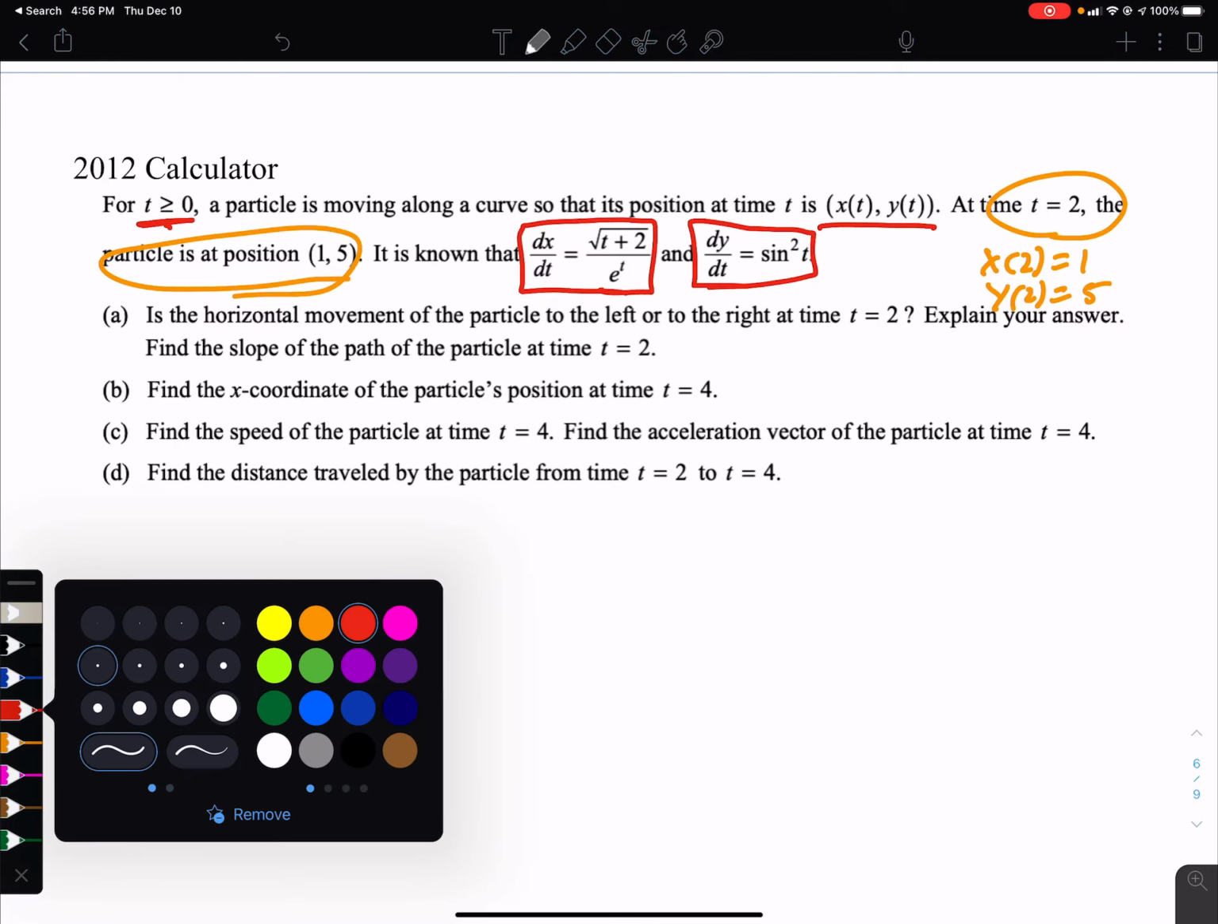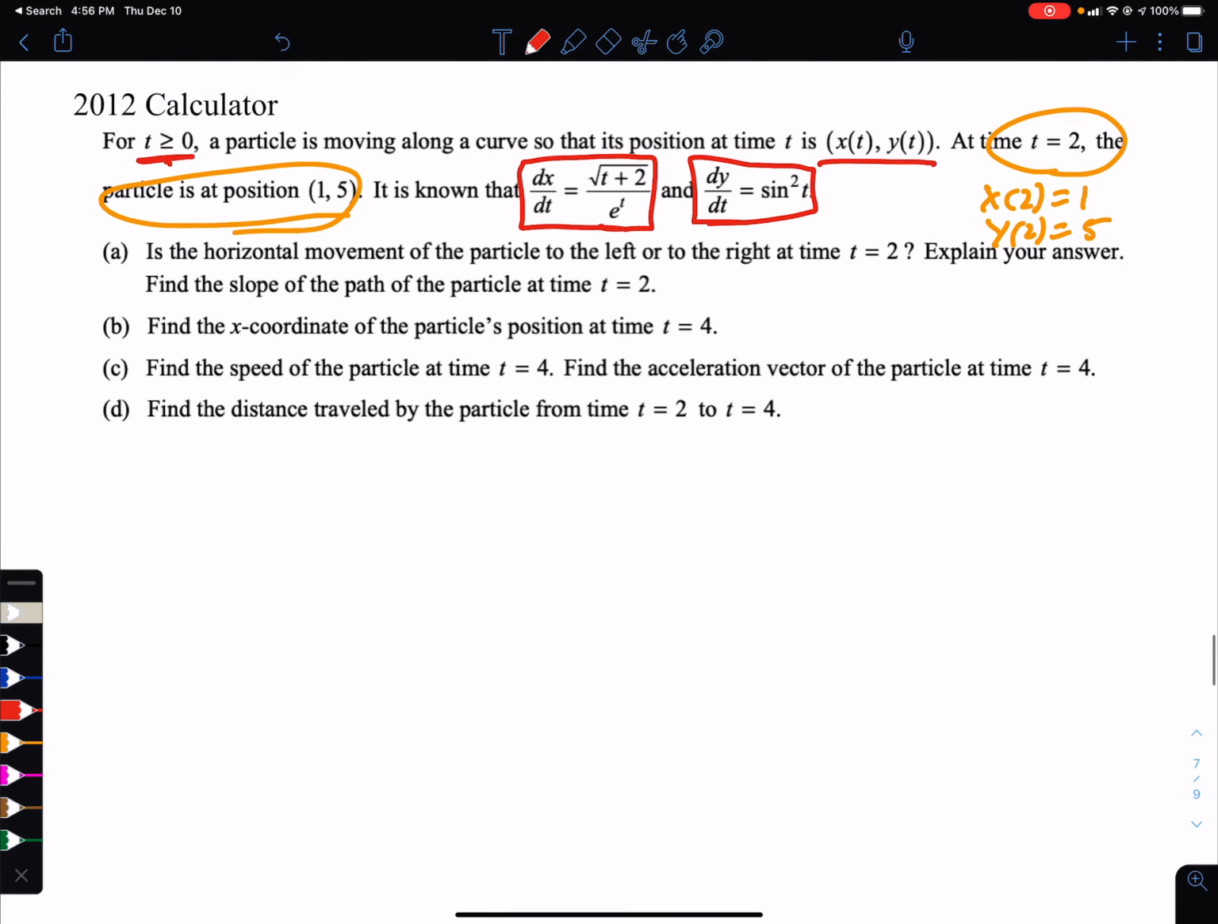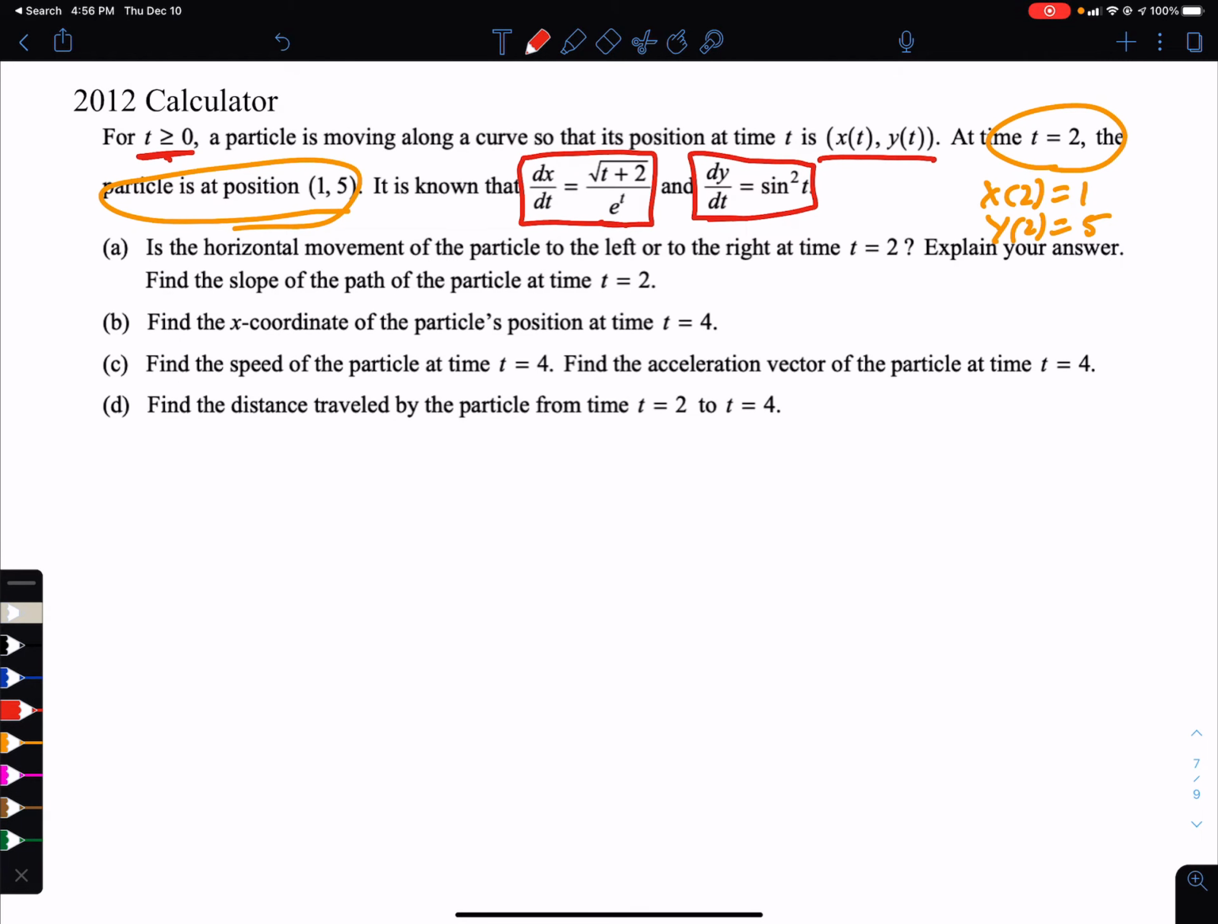So let's read part A. The horizontal movement of the particle, to the left or to the right, at time t equals 2. Is the horizontal movement to left or right? What tells you movement left to right? It should be dx/dt, right? The velocity in the x direction tells you left or right. So for part A, we need dx/dt at t equals 2.